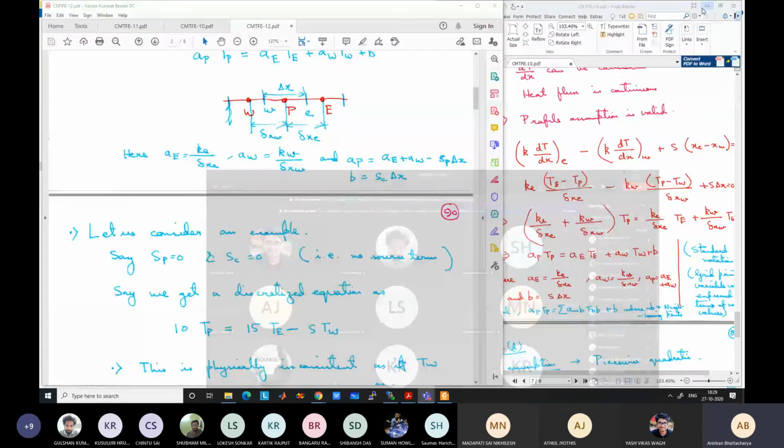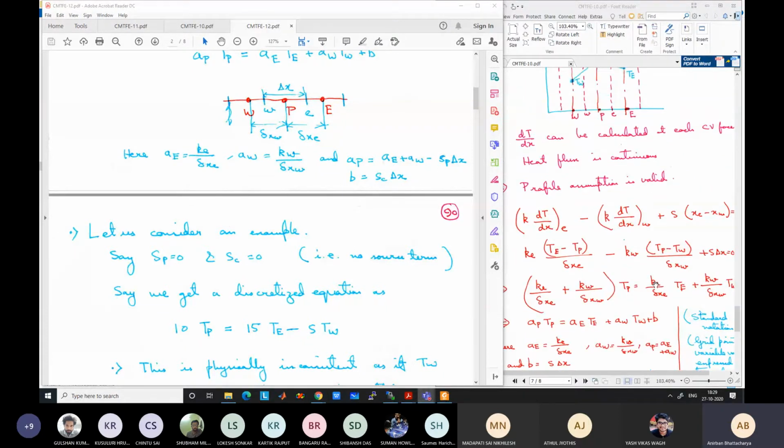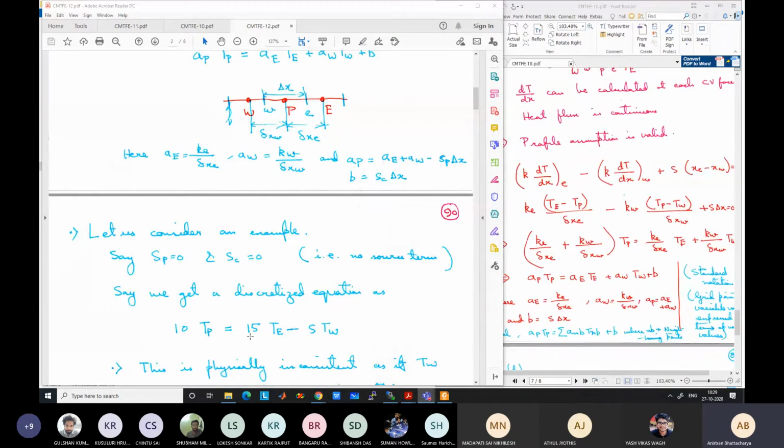I was discussing AP is equal to AE plus AW in case there is no source term. No source term, or no SP, means if there is a constant source term also AP is equal to AE plus AW, because the way we have discretized, AP is K by delta XC plus KW by delta XW, AE is K by delta XC, AW is KW by delta XW. So same thing we have ensured here. So AE is 15, AW is minus 5. So AE plus AW is 10. So AP is 10.